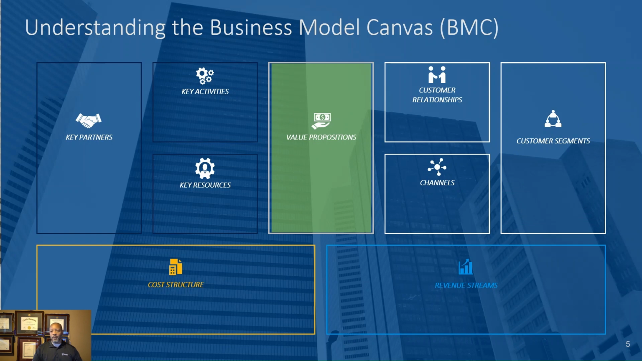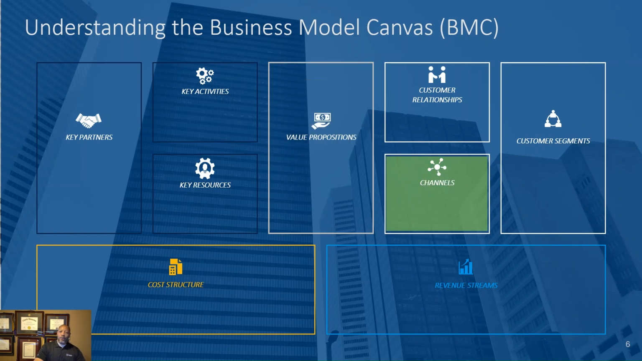Next is the value proposition. This block represents the bundle of products and services that create value for a specific customer segment. It's about identifying the unique benefits your business offers, like solving a particular problem or meeting a specific need. For instance, Apple's sleek design and user friendly interface are key value propositions.